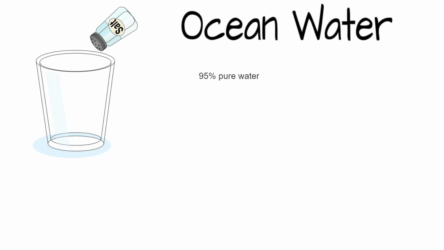Ocean water is 95% pure water, with the other 5% made up of dissolved gases and minerals, made up of 80 different elements. Each cubic meter of ocean water contains 1.5 kilograms of dissolved substances. Even gold and platinum compounds are dissolved in ocean water.